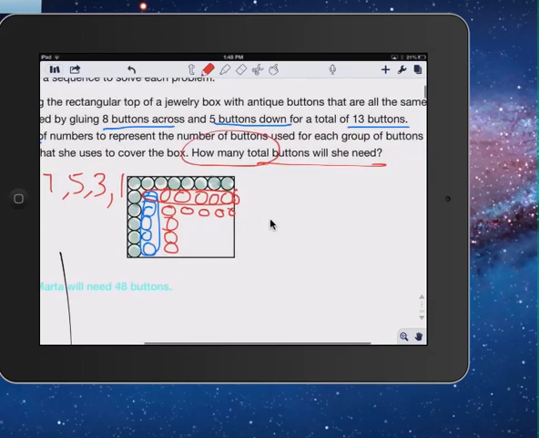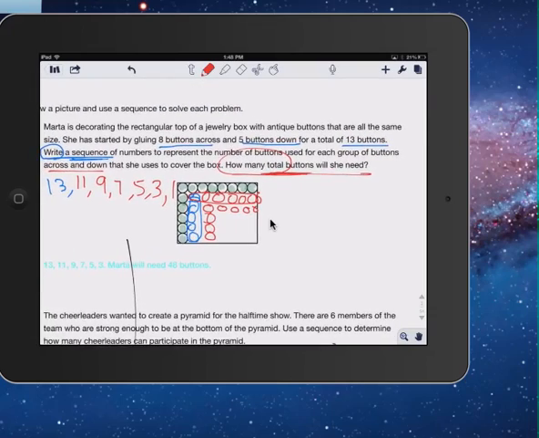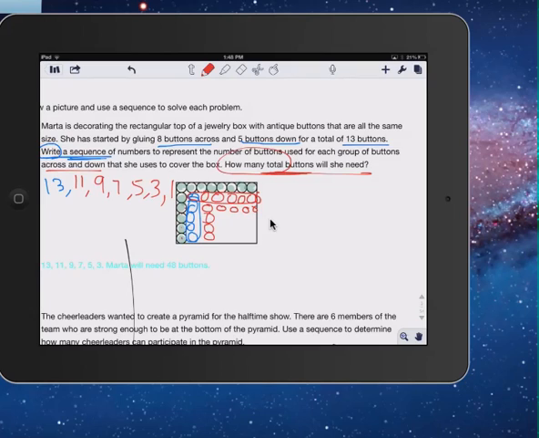Miss, how many total buttons are there? There are 48. You say multiply? How many on this side? 7. Are you sure? 6. How many going this way? 7. Count. 8. Count again. It's not 8, it's 7.